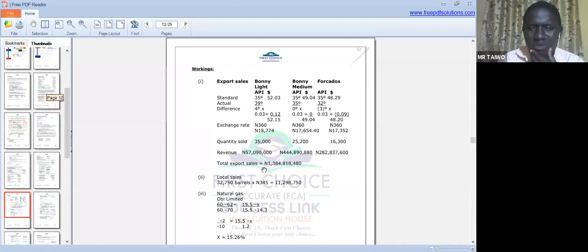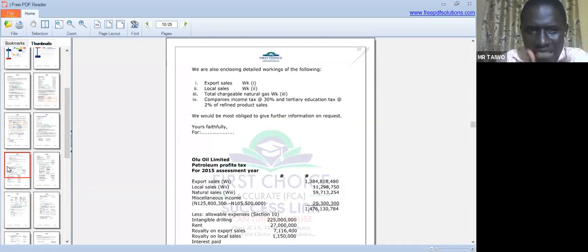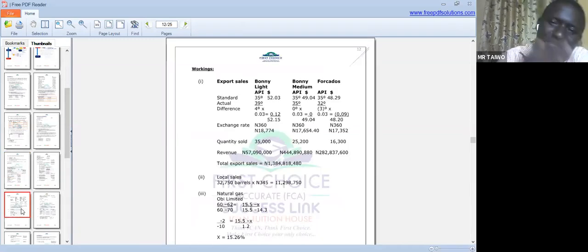These are the export sales. Total export sales, we have 1,384,818,480. You can see this is the export sales, after adjusting for your API and so on and so forth.